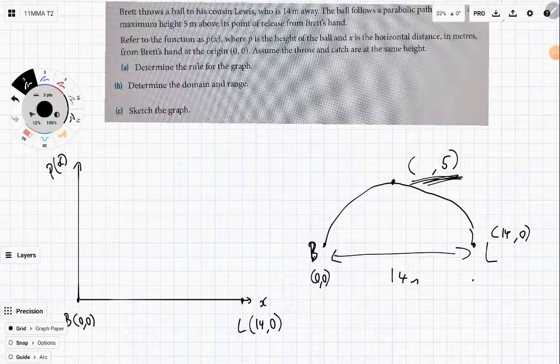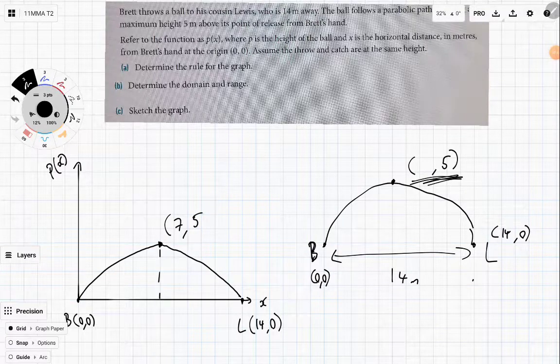It's at somewhere 5. Now, if you're thinking about it, you'd realize that if it starts at 0 and it lands at 14, it's symmetrical. Meaning the middle point should be exactly halfway between 0 and 14, which is 7. So the turning point is going to be right in the middle, and that's going to give us our shape. So this is going to be the point 7, 5, because the turning point has to be symmetric. So it's right in the middle. It's along the axis of symmetry.